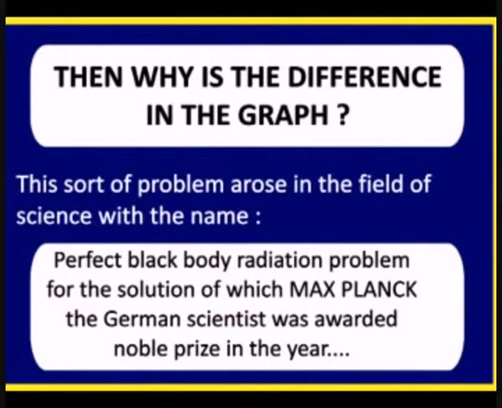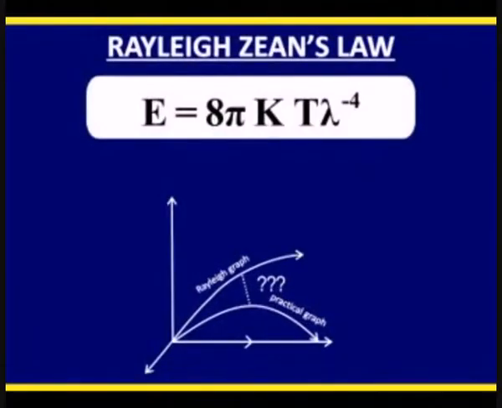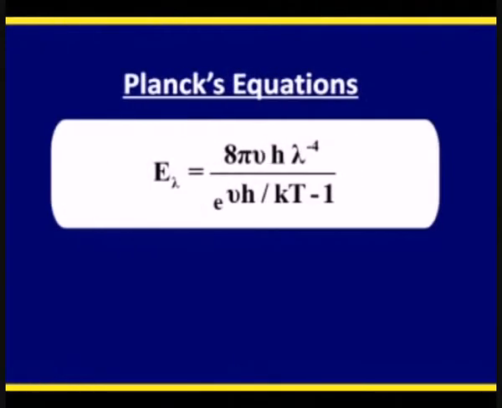Then why is the difference in the graph? This sort of question arose in the field of science, the perfect black body radiation problem. To show why there is a difference in the graph, Max Planck worked on this problem, and he thought to give a correct equation pertaining to the practical graph, and he obtained the graph as follows.